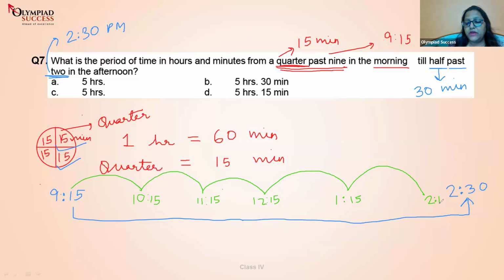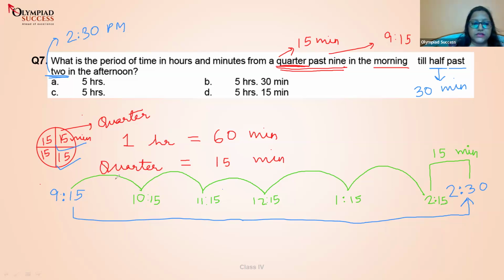Now here we have 2:30. That means if you go from 15 minutes to 30 minutes over here, only 15 minutes we have, correct? From 15 minutes, if you go to 30 minutes, that means we added 15 minutes more to it and then we got 30. Correct, beta?